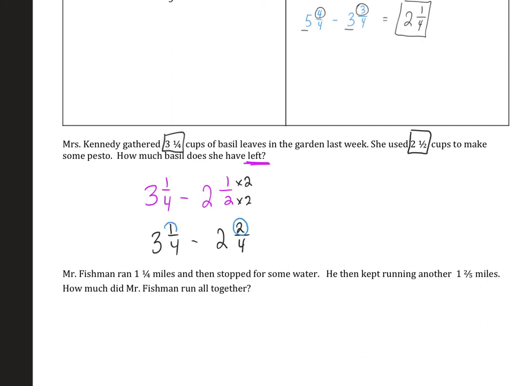Oh, look what happens. 2/4 is bigger than 1/4. So I need to break that up. Now I have 2, and that was 4/4 and 1 more. 2 and 5/4 minus 2 and 2/4. You could have also made those both improper. 2 minus 2 would be 0. 5/4 minus 2/4 gives me 3/4.